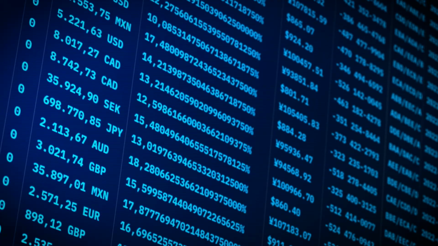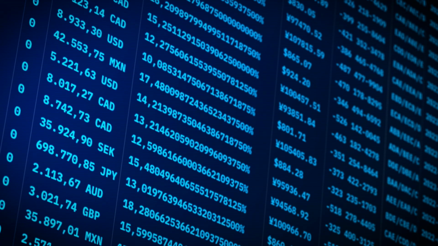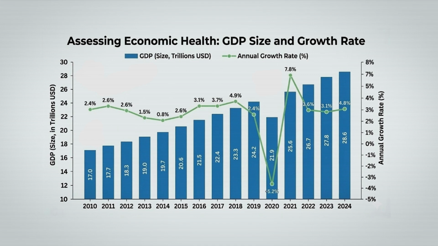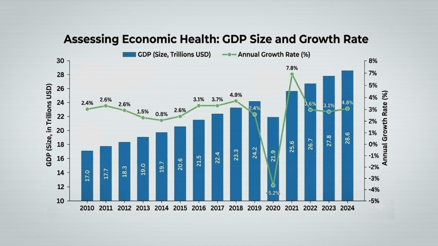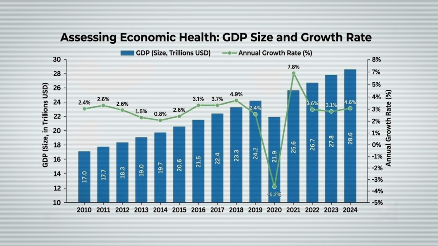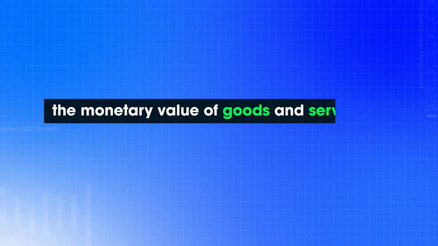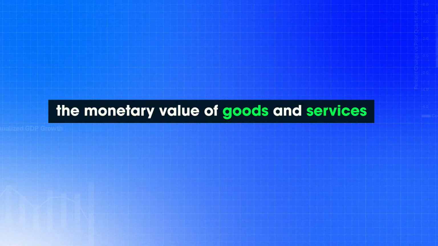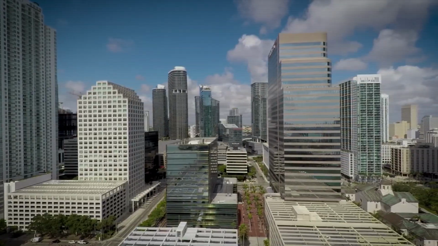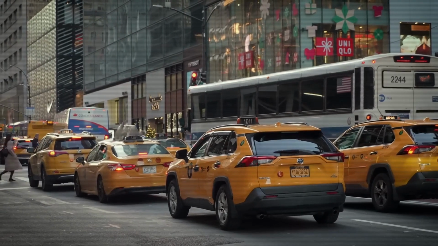It is considered one of the most important tools for assessing the health of an economy, because it shows us both the size of the economy and the pace of its growth. Now, let's explain this a little more clearly. When we say the monetary value of goods and services, what exactly do we mean? GDP is made up of four main components.